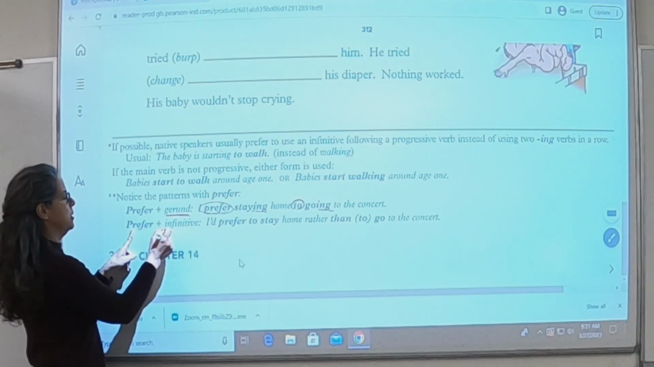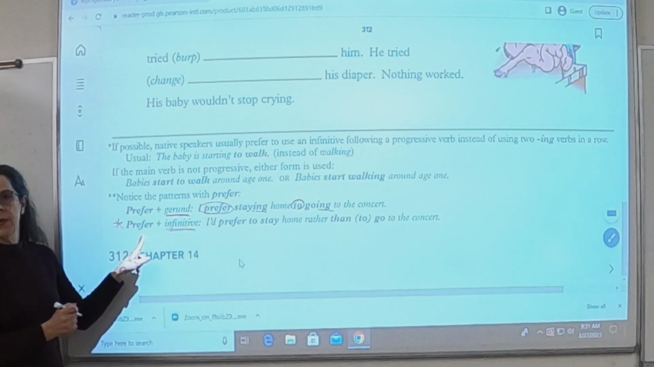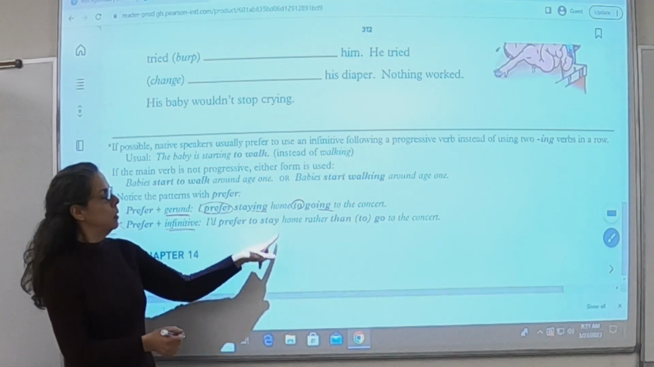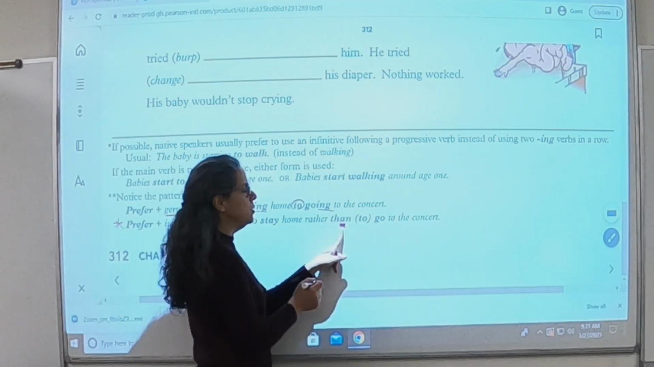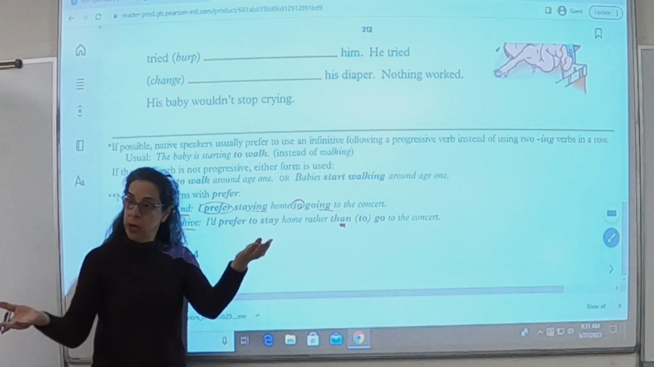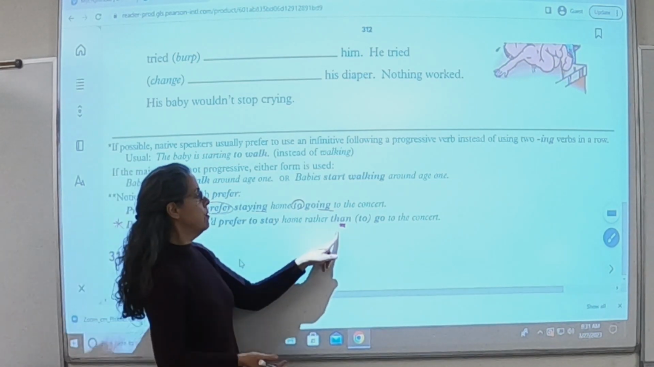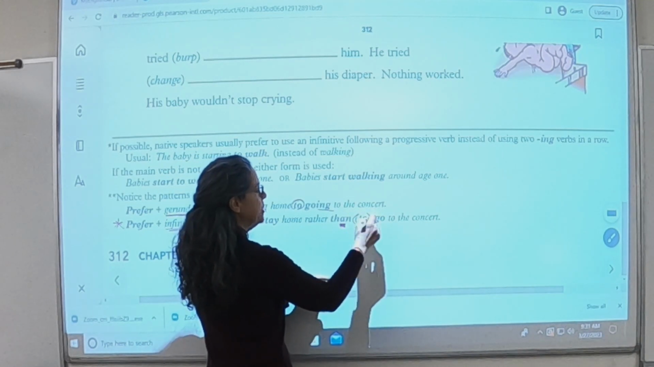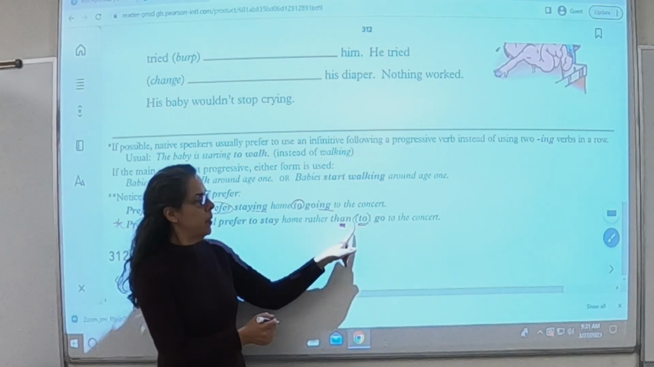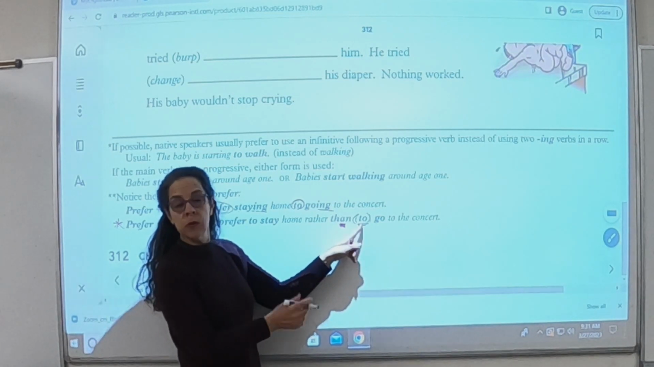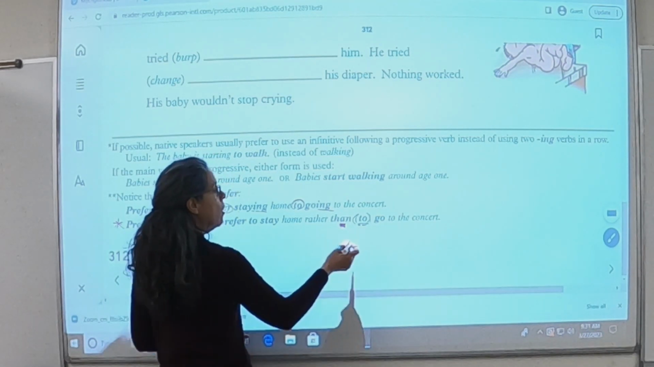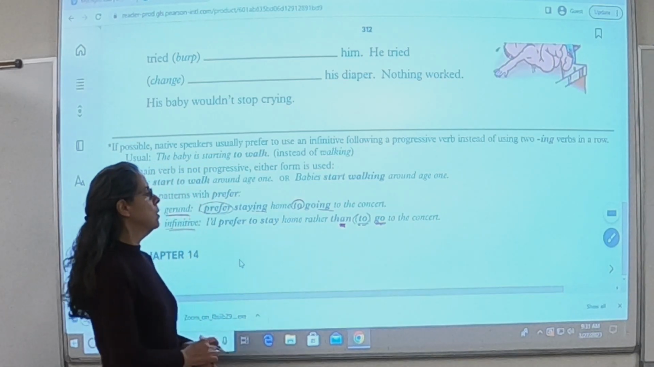Okay, or prefer plus infinitive. This is the more common one. This is the one Jorge just said. I prefer to stay home rather than. Please notice this is an A, not an E. This is an A because I'm comparing. This is a comparative, rather than, and this is in parentheses, it's optional because it comes from the infinitive, but after the "than" you don't have to. So they put parentheses saying it's your choice. And if you don't have to, of course, everyone's going to take it out. Base form, to go to the concert.